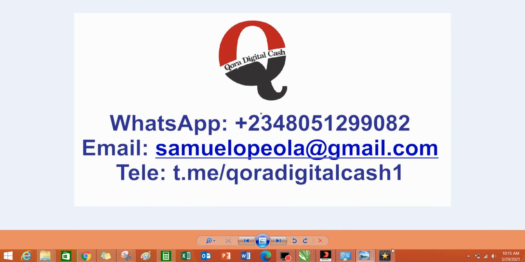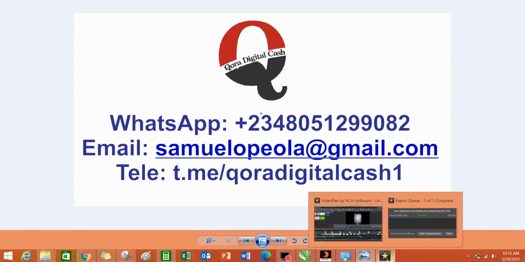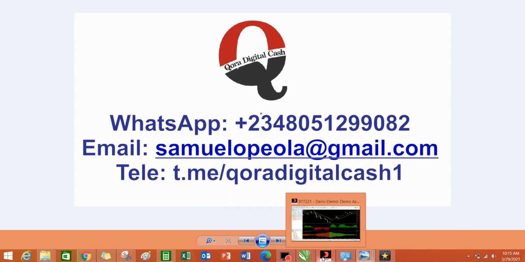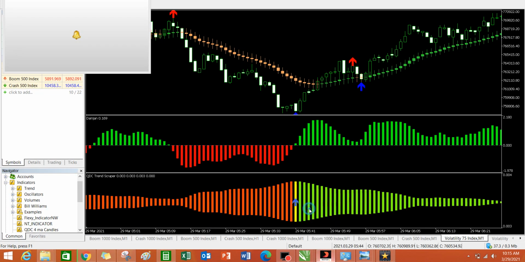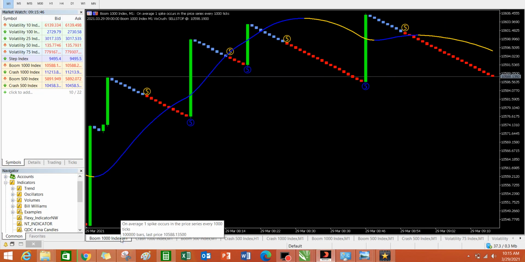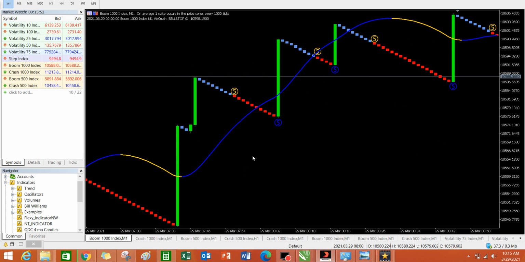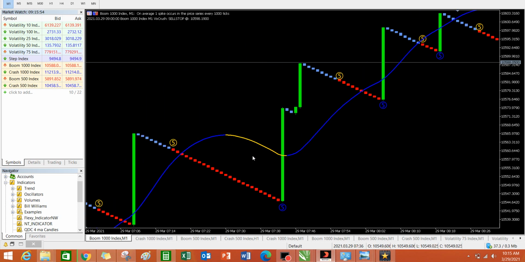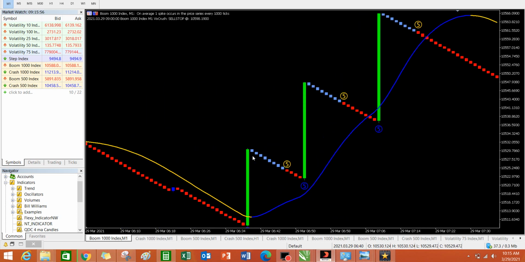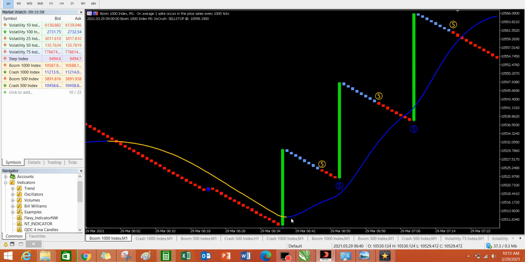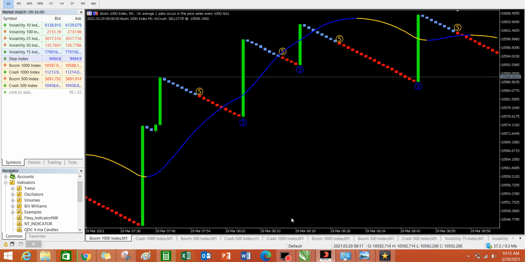Okay, quickly before we go into what we have for today, let's quickly check out what is happening in the market so that we will know what to look out for whenever we are trading. Okay, so we'll be starting with Boom 1000. For Boom 1000, it's been on uptrend for a very long time. You can see it started the uptrend down here. Okay, it started from here and it's been going up and up.